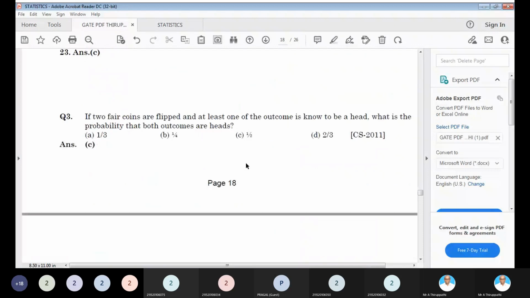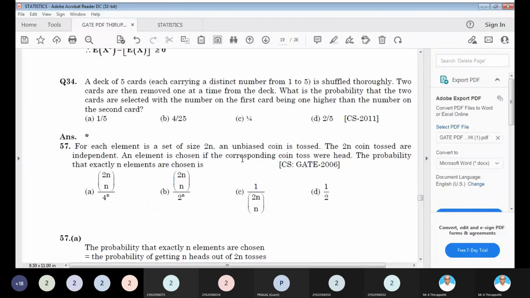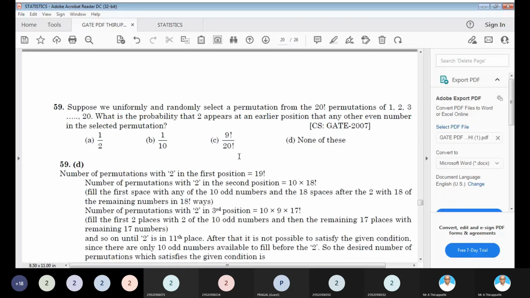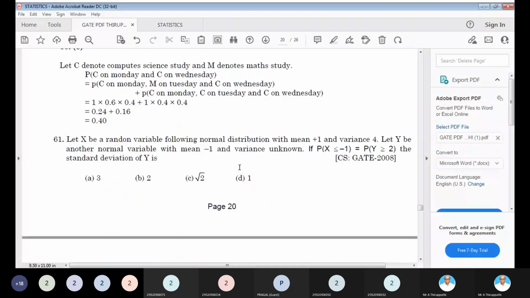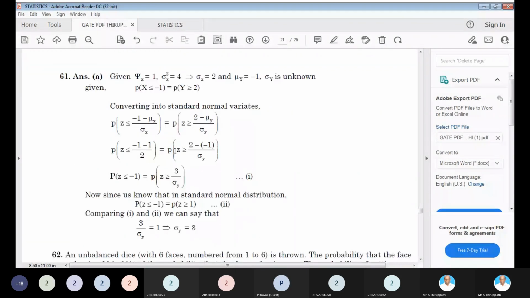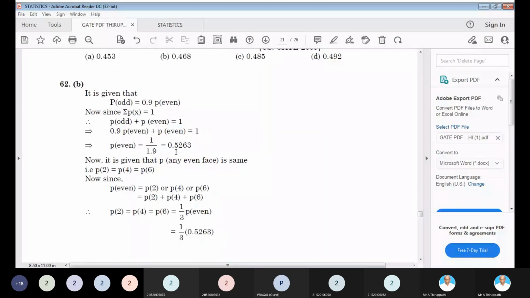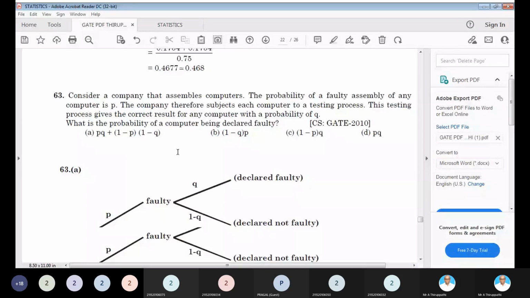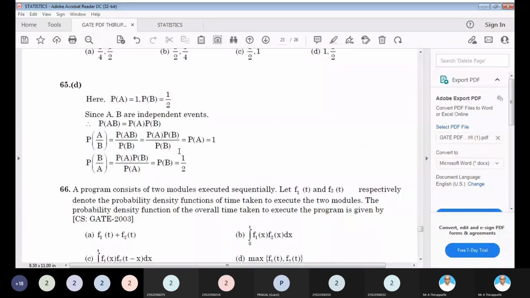Okay. This is also a very important question, sir. Normal distribution, sir? No, we will discuss normal distribution next class. Okay. This is the Bayes theorem.